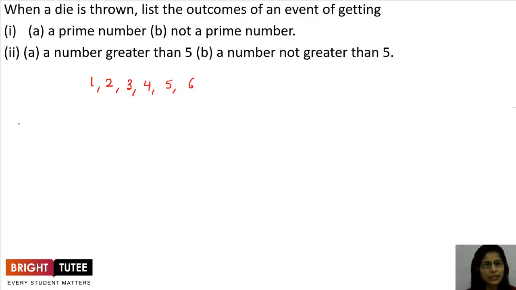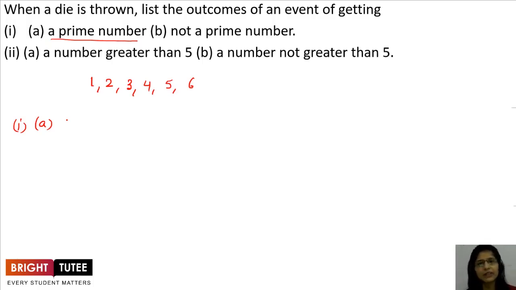Now the first one, A part. What is it asking? A prime number. What is a prime number? Do you all remember? You have already done this in your lower classes. So let me revise it. A prime number is a number which is divisible by itself and 1, and not any other number. So if we talk of 2, 2 is divisible by 2 and 1.